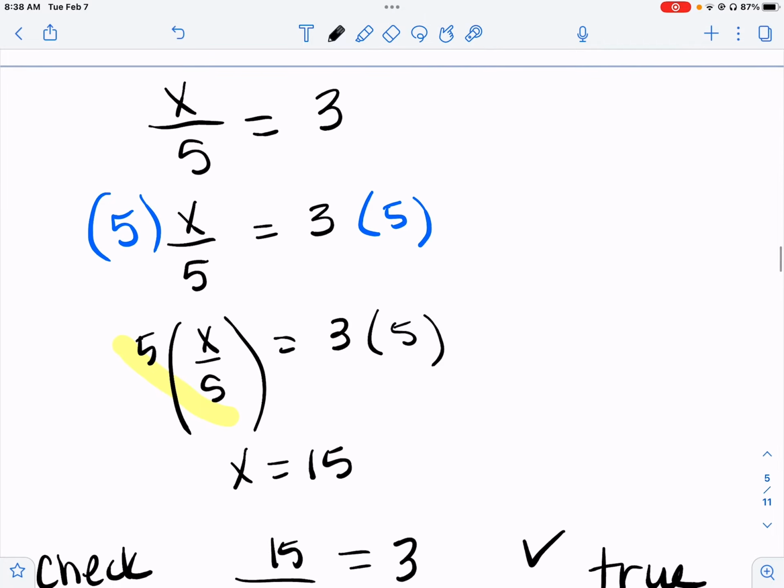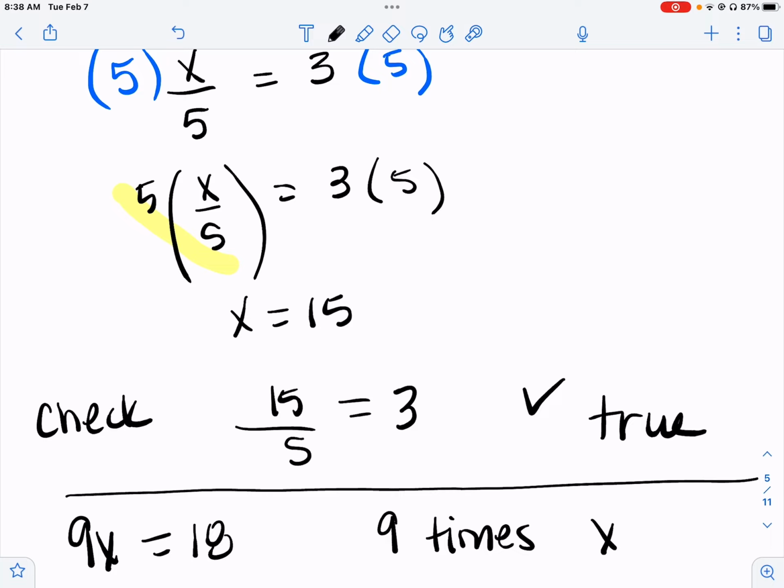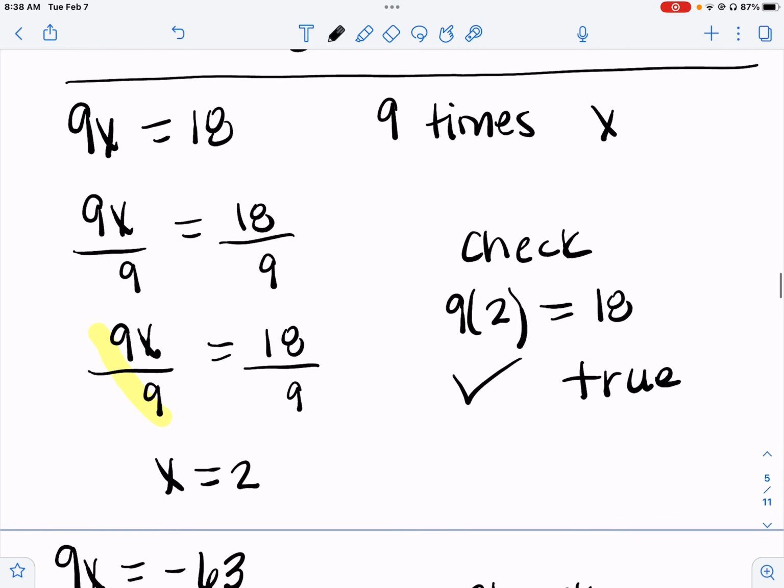Okay, x divided by 5 equals 3. The opposite of divide is to multiply. So you multiply by 5 on both sides. The 5's cancel on the left, which just gives you x equals 3 times 5, which is 15. And if you plug that back in, it's true. 15 divided by 5 equals 3.